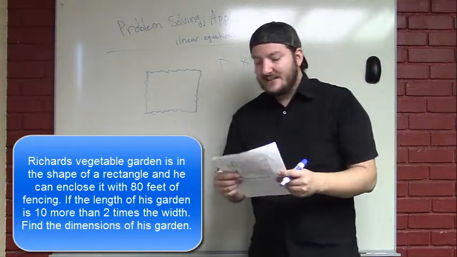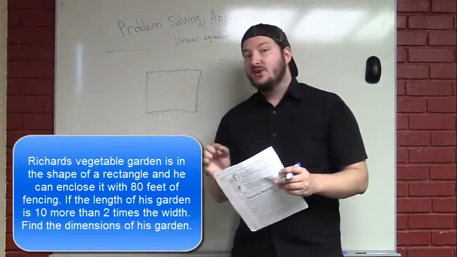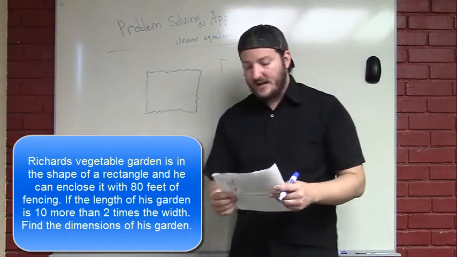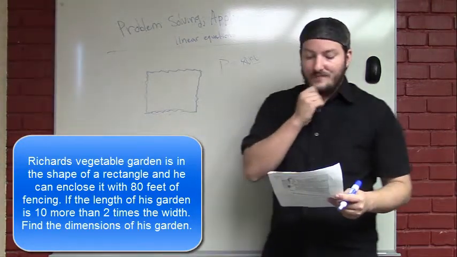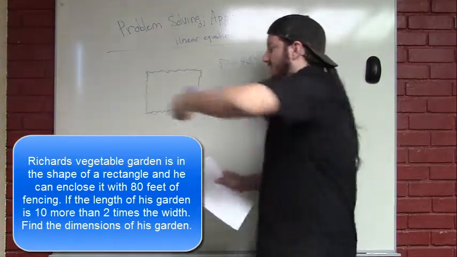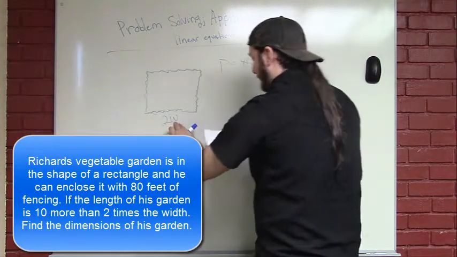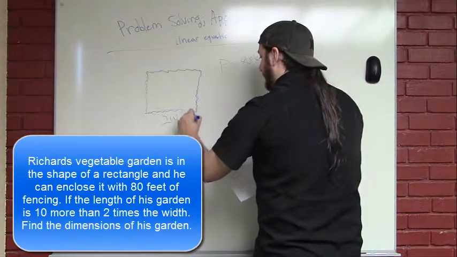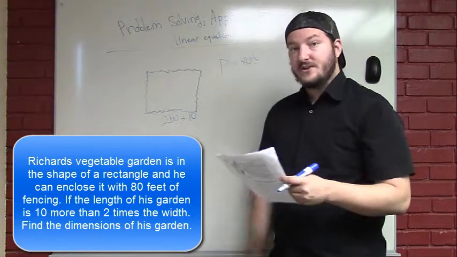If the length of his garden is 10 more than 2 times the width. So this is kind of like the problem we just did. Let me read that one more time. The length of his garden is 10 more than 2 times the width. So 2 times the width is 2w, and it's 10 more than that, so it's plus 10. Find the dimensions of the garden.